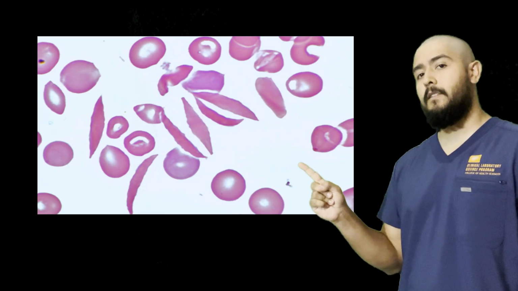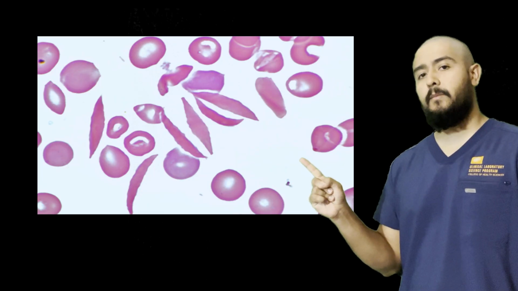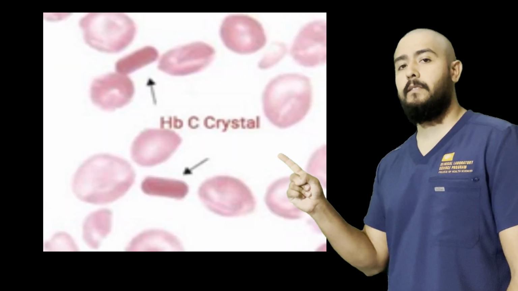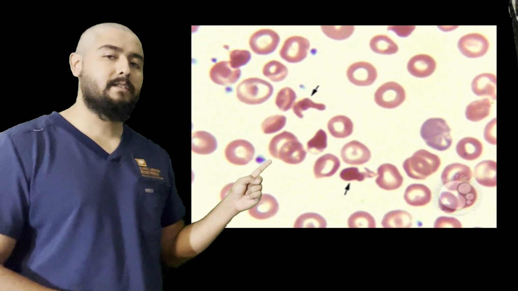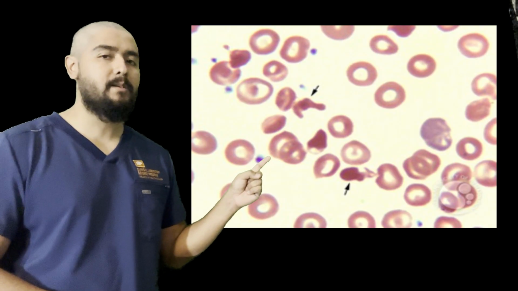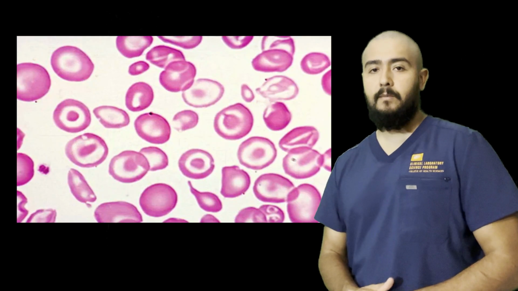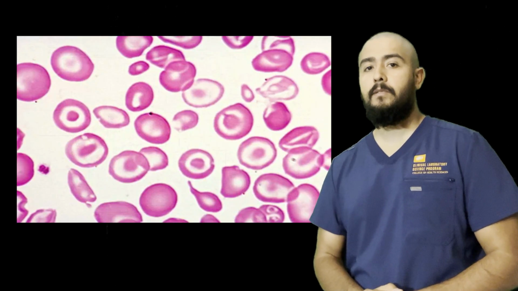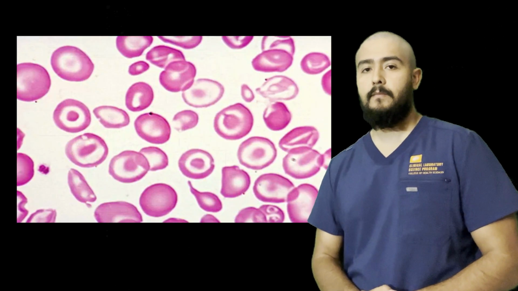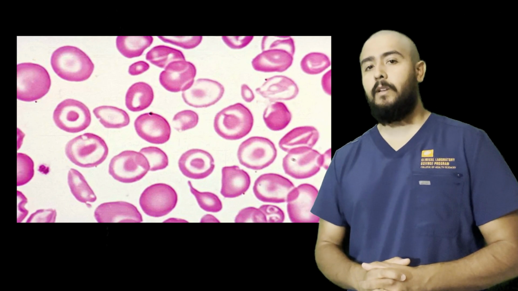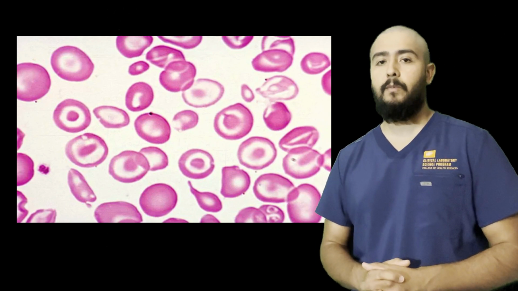Now let's get into hemoglobinopathies. This is sickle cell. It's caused by a genetic mutation in the globin chain. This is hemoglobin C. This is hemoglobin SC, a combination of sickle cell and hemoglobin C. Now this is thalassemia. This is an inherited blood disorder that causes the body to produce insufficient hemoglobin. In the most severe forms, the patient is incompatible with life and dies quickly after birth or before birth.